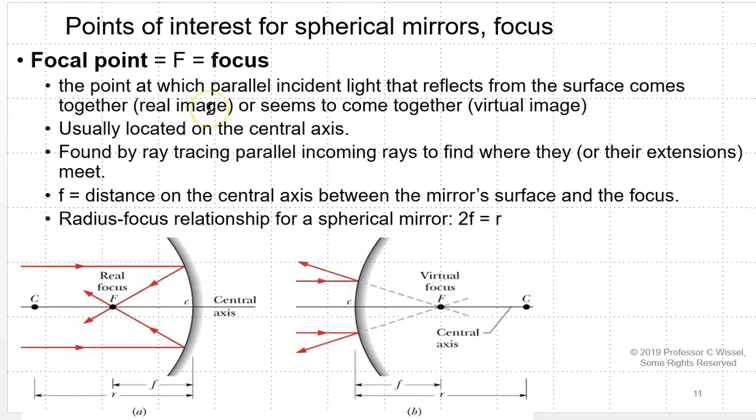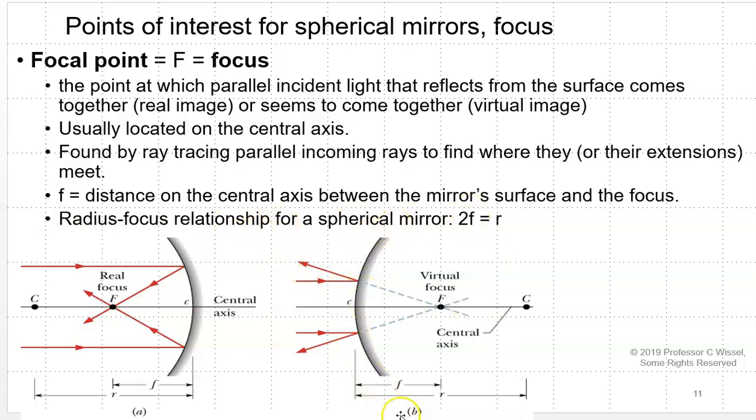The focal point is given the symbol F, and is otherwise known as the focus. It's the point at which, if you have parallel light rays coming in, they will bounce off the mirror and come together at a certain point. That distance from that point to here along the central axis is the focal length of the mirror, little f. We find this by ray tracing, and we can also use the formulas. We'll do that later. F is the distance on the central axis between the mirror surface and the focus, and there's a radius-focus relationship for spherical mirrors, 2F equals R.